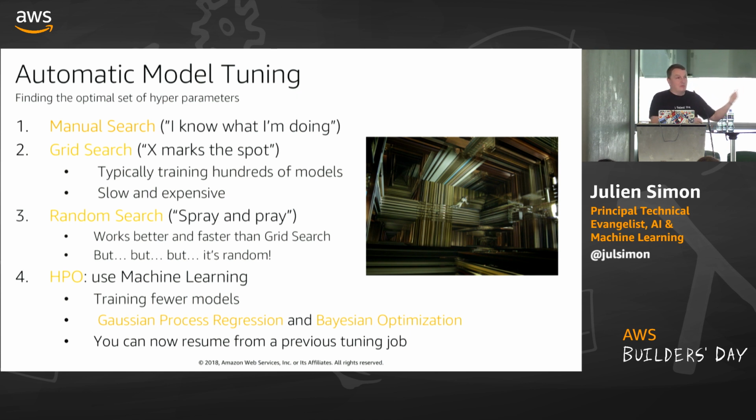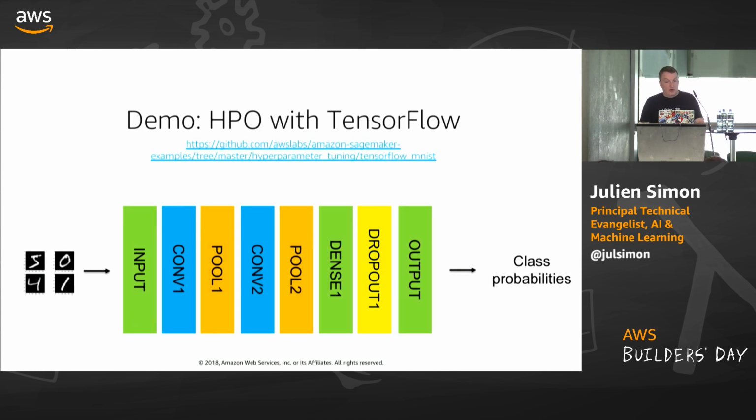And typically, with random search and grid search, we're talking hundreds of models, maybe thousands. With HPO, it's an order of magnitude less. You can get to really good results in 50 trainings, right? It depends how many hyperparameters you want to optimize, but that's probably the scale, right? We're talking tens of trainings, not hundreds of trainings. So let's look at a quick demo.